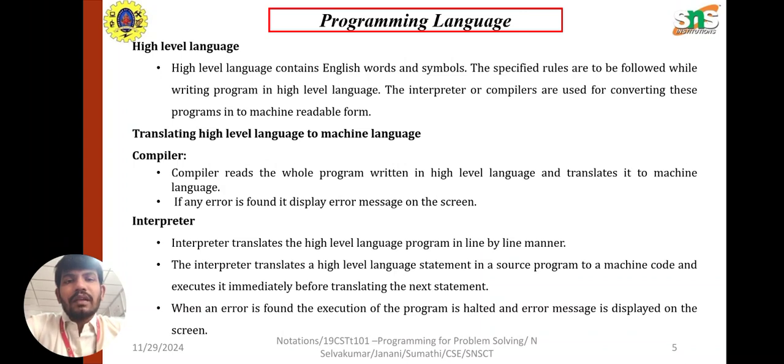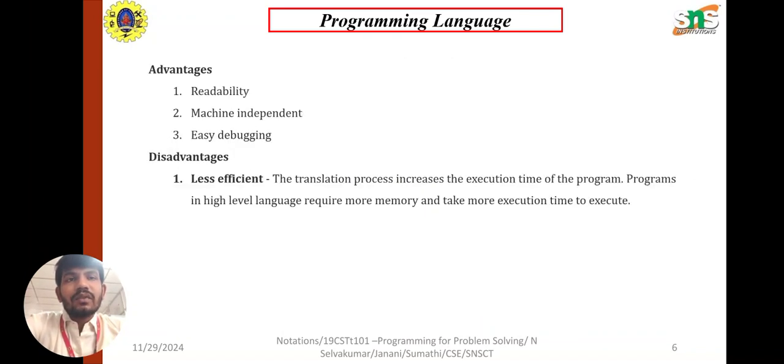The interpreter translates the high level language program line by line. The interpreter translates a high level language statement in a source program to machine code and executes it immediately before translating the next statement. When an error is found, the execution of the program is halted and an error message is displayed on the screen. The advantages of high level languages are readability, machine independence, and easy debugging. The disadvantages are that they are less efficient, the translation process increases the execution time of the program, and programs in a high level language require more memory and take more time to execute.